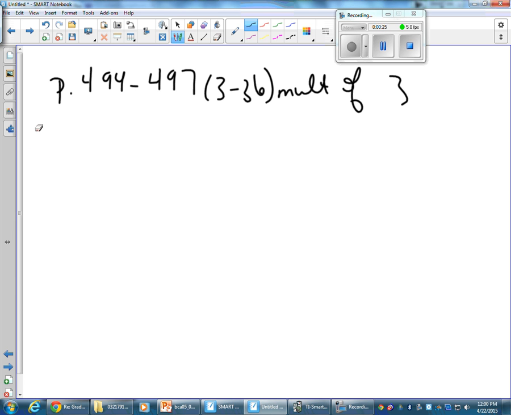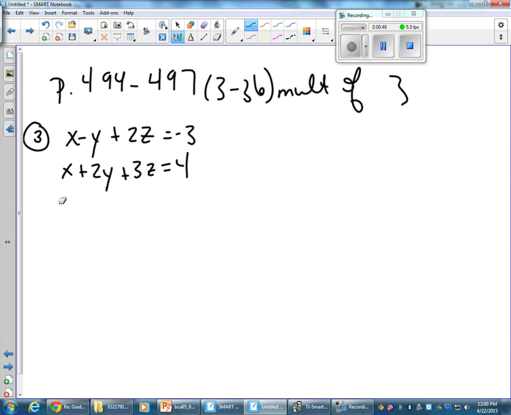So problem number 3 is x minus y plus 2z equals negative 3, x plus 2y plus 3z equals 4, and 2x plus y plus z equals negative 3.